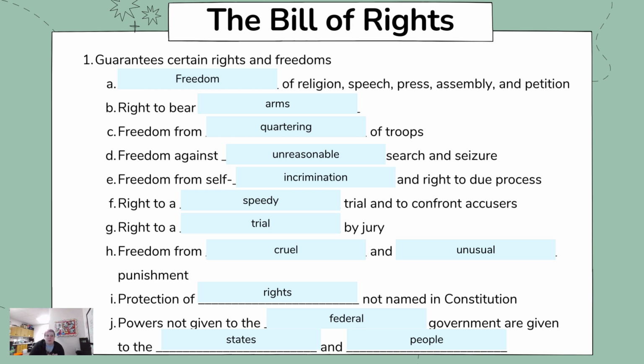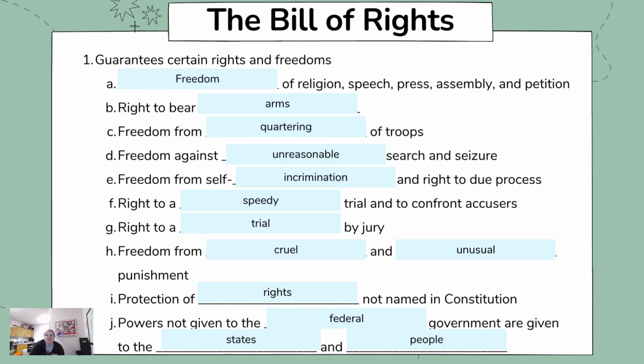So, for example, if you were speeding and you witnessed a crime, so you were testifying, and the prosecuting attorney said, hey, were you speeding? You wouldn't have to answer that, because that's technically self-incrimination. And then right to due process means that there are certain steps that the attorneys and the justice system have to follow in order to prosecute someone.